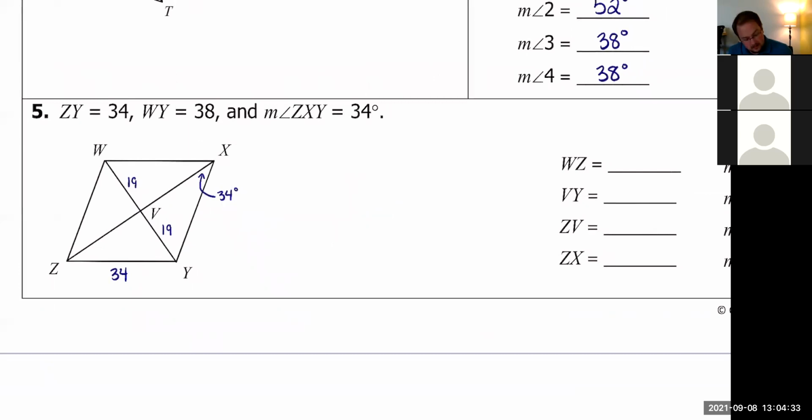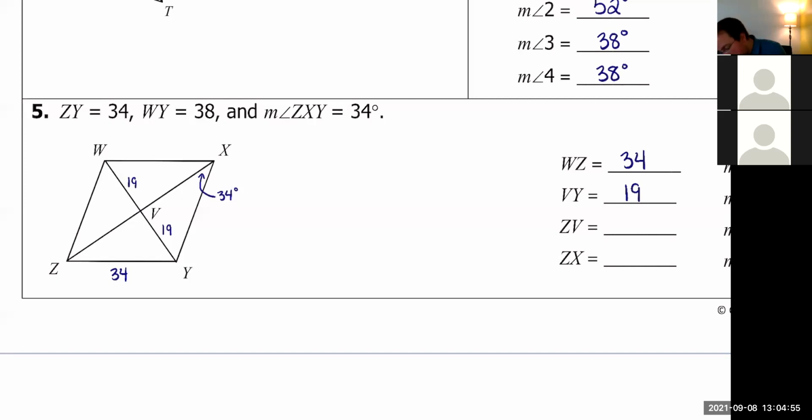WZ, 34. Why is that? All sides in a rhombus are congruent. One side's 34, they're all 34s. Next up, 19, because we already broke that diagonal in half, split that 38 into 2 equal parts. Then we get into ZV.